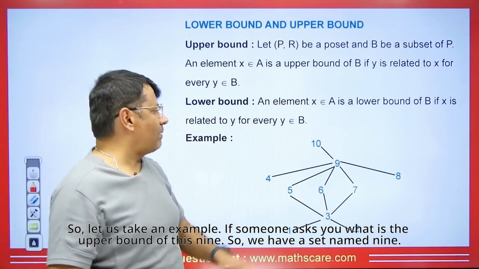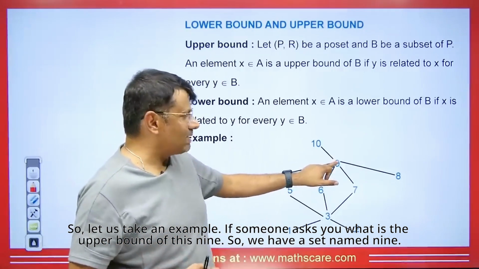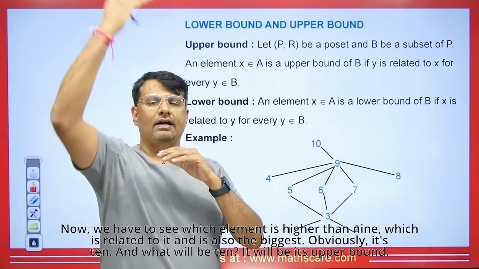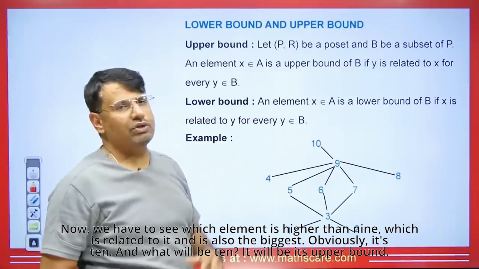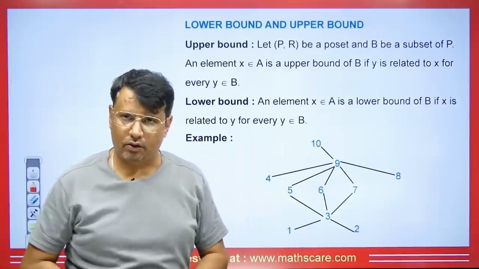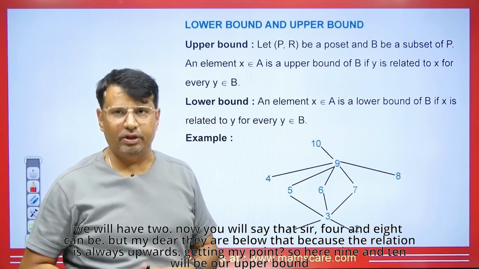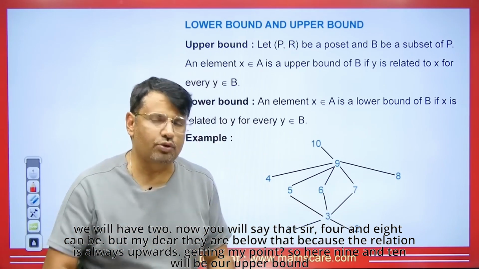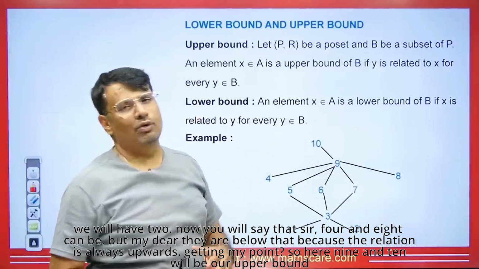So, let's take an example. If someone asks you, what is the upper bound of 9? We have to see which element is higher than 9, which is related to it and is also the biggest. Obviously, it's 10. If you were asked the upper bound of 5, 6, 7, we can have 9 or even 10 as the upper bound. Now you will say that sir, 4 and 8 can be, but my dear, they are below that because the relation is always upwards.